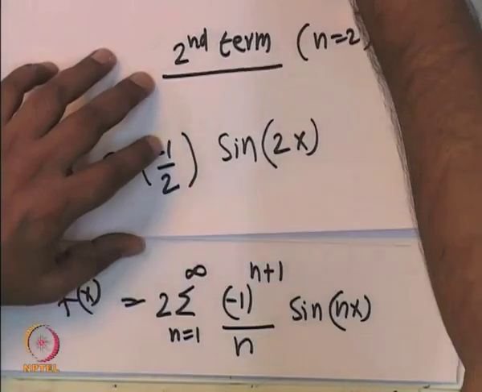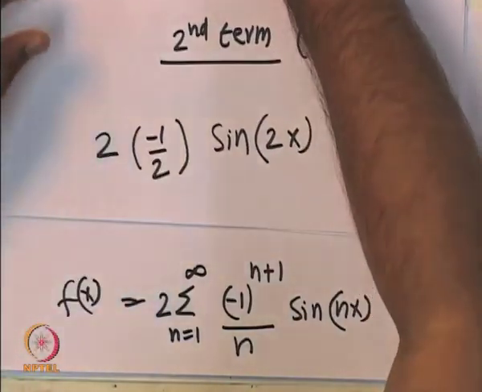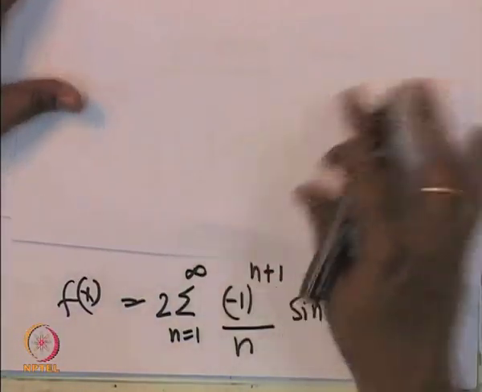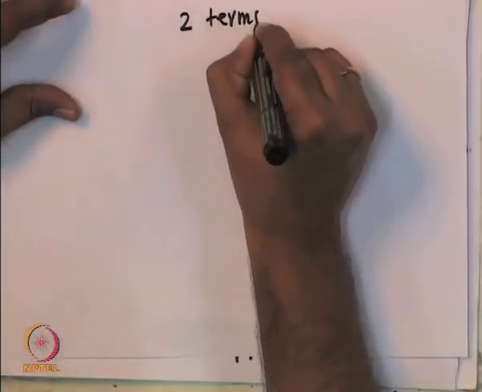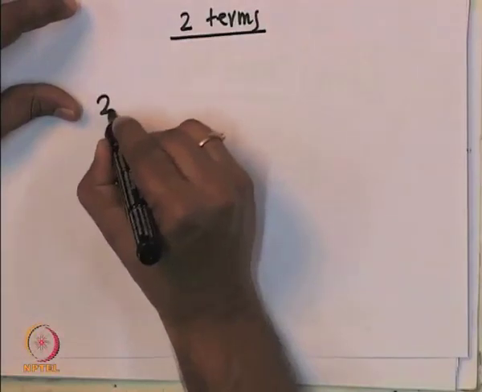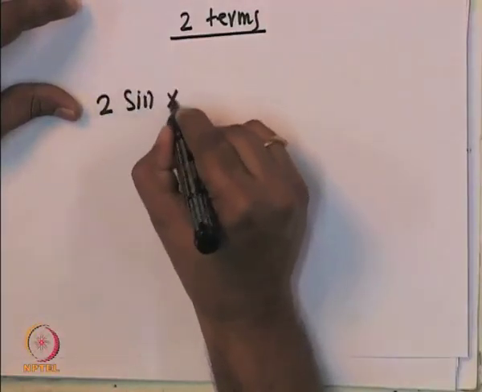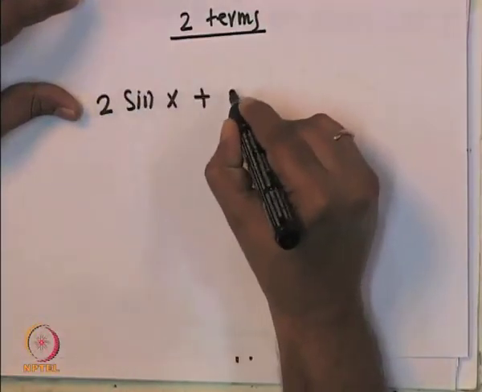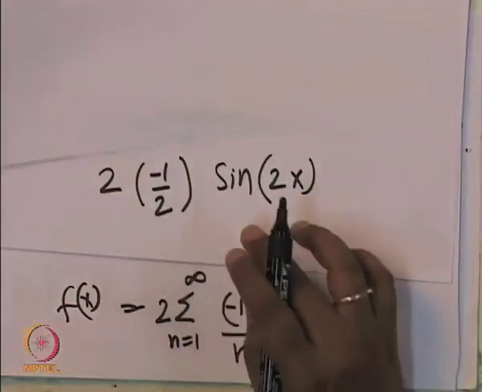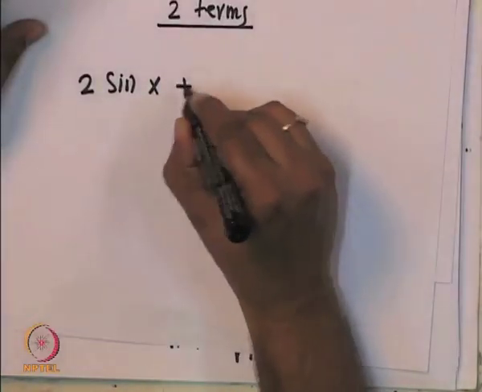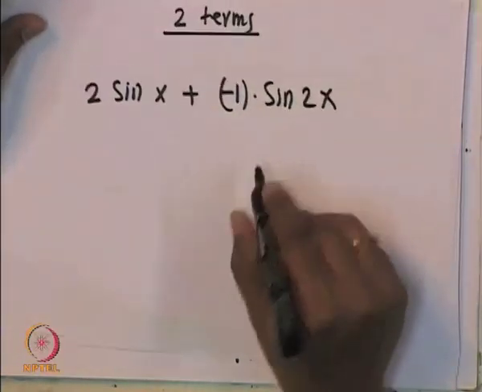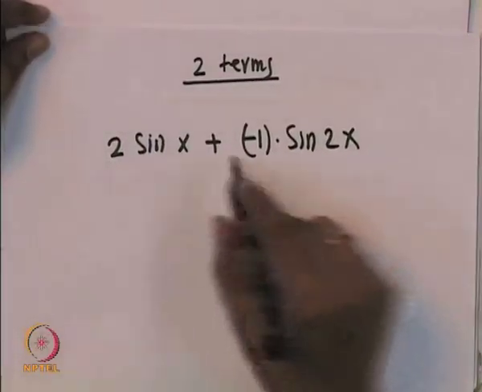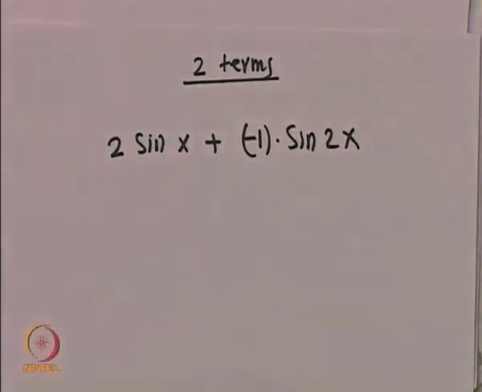The first two terms are 2 sin x plus minus 1 into sin 2x, that is, 2 sin x minus sin 2x. So, this is the first two terms. If you expand the series to the first two terms, let us see what we get.